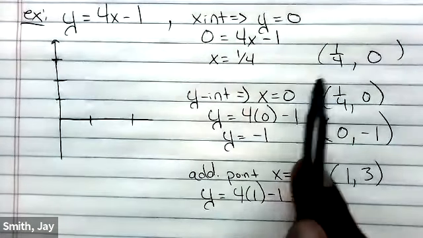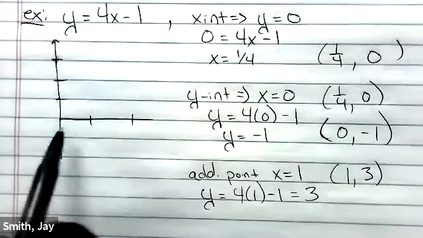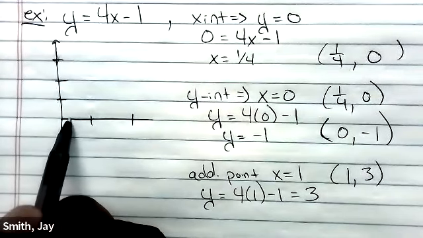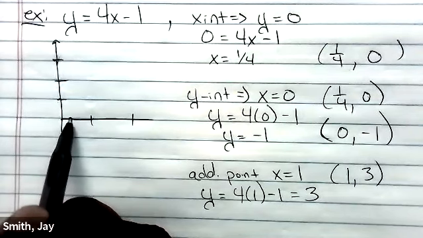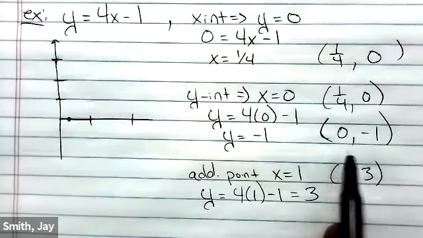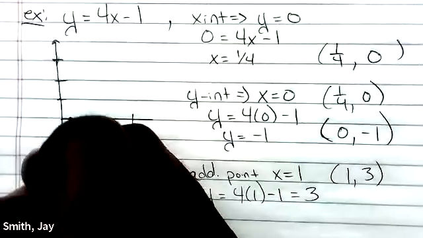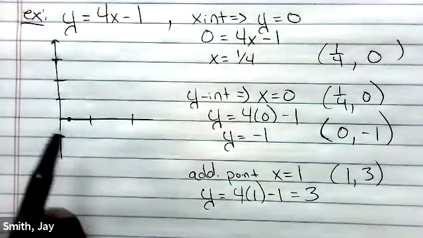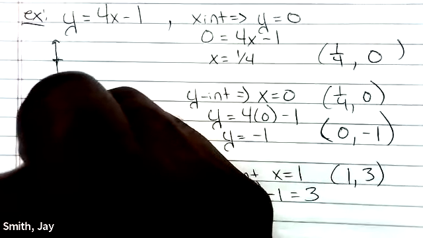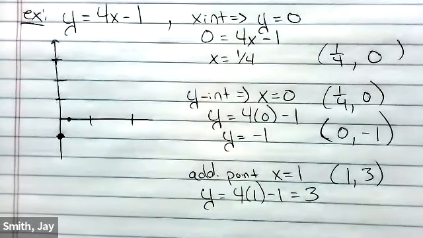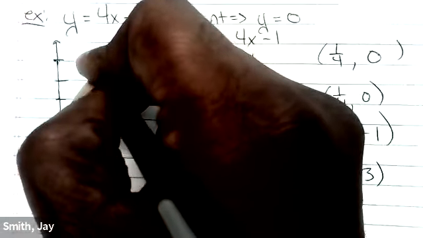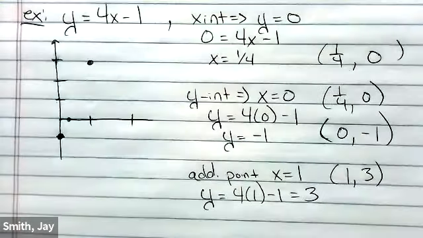All right, so for our first point, (1/4, 0), we're going to go to the right 1/4 of a unit. If this is 1 unit, it's halfway, a fourth will be about right here. So it's (1/4, 0). That's a point on my line. (0, -1): we're going to go to the left or right none, down 1 unit. It's another point on my line. And lastly, (1, 3). So we go to the right 1, up 3. That's the last point on my line.